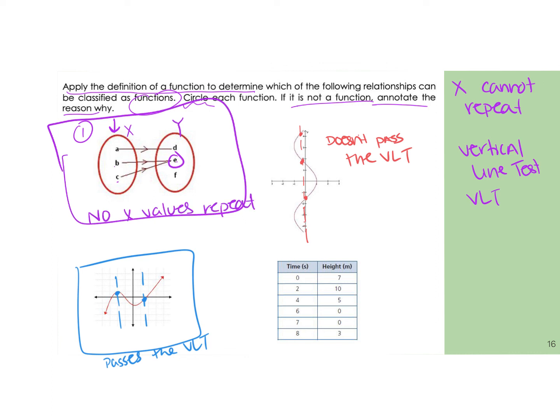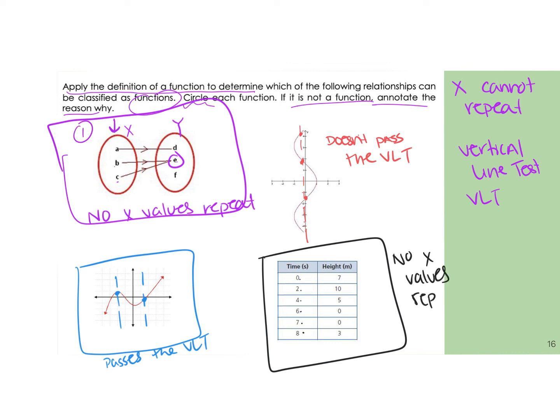And then finally for this last one, let's do a different color. We have a table. Okay, so since it's a table, we're going to look for our x's. Do any x's repeat? 0, 2, 4, 6, 7, 8. Nope. This is a function. No x values repeat. And that's it. Move on to the next one.